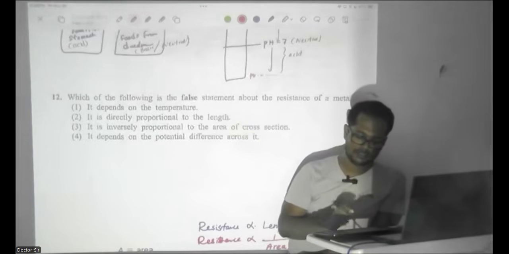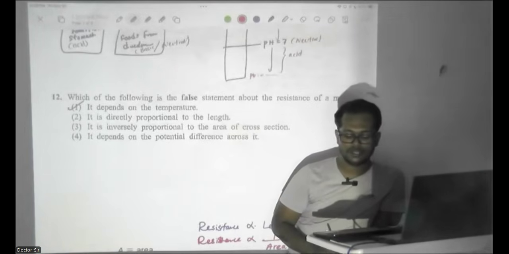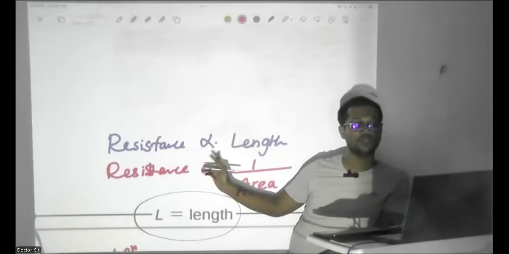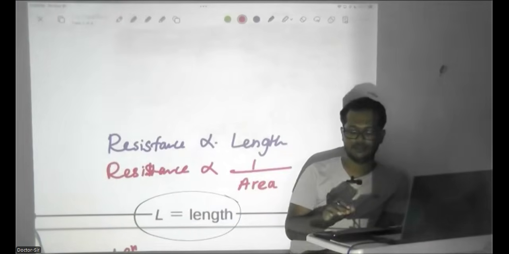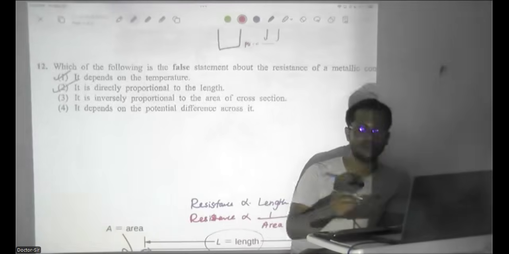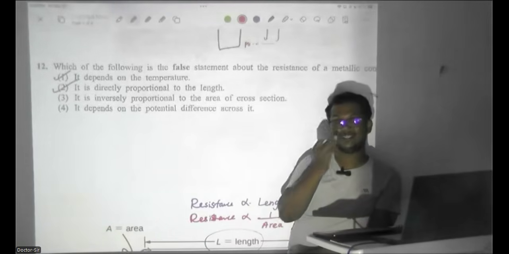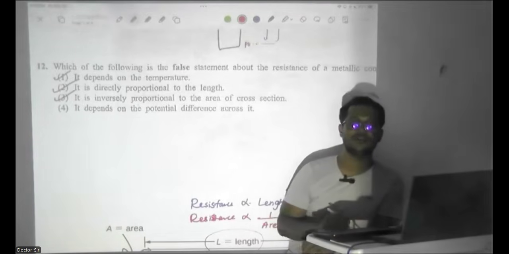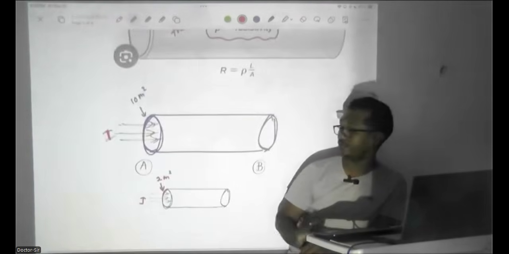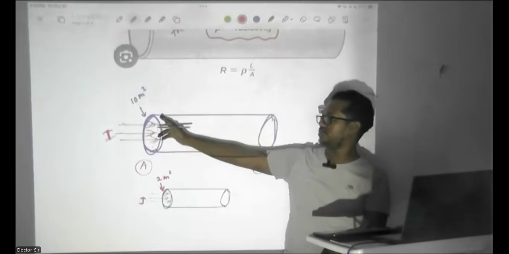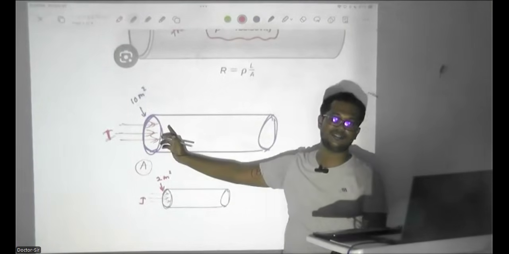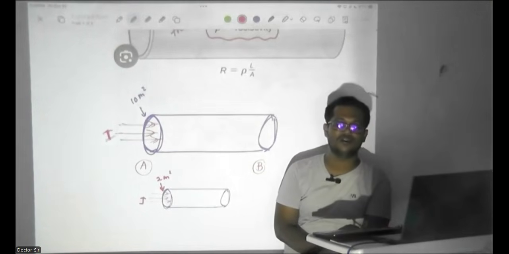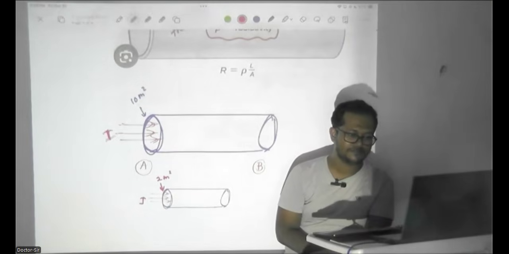Okay, so that is one depending factor. Then directly proportional to the length. Yes, I told resistance is directly proportional to the length. So whenever you are increasing the length, it will be increasing the resistance as well. Inversely proportional to the area of the cross section. That is correct. I told two examples. This is large surface area, less resistance. This is small surface area, so high resistance.